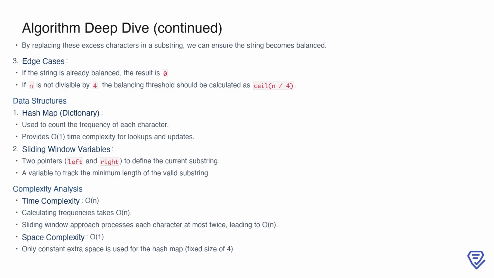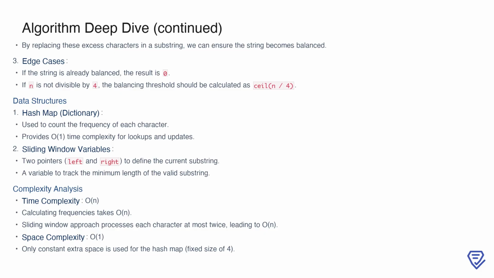Edge cases are also important to consider. For instance, if the string is already balanced, the result is 0. Another edge case arises when the string length n is not divisible by 4. In such scenarios, the balancing threshold should be calculated as the ceiling of n/4.